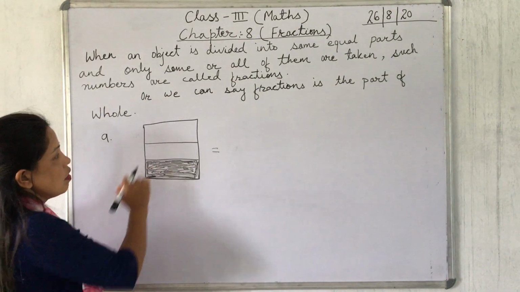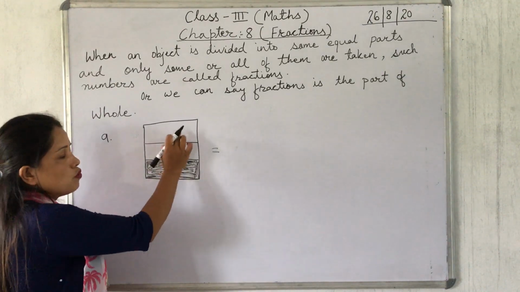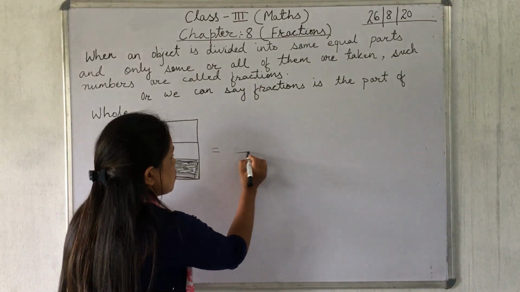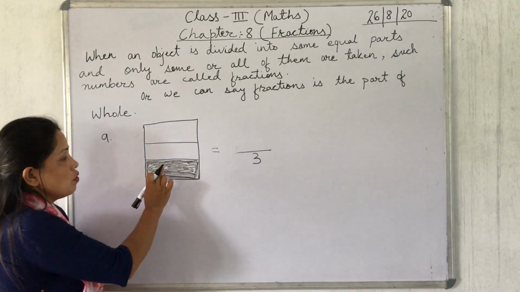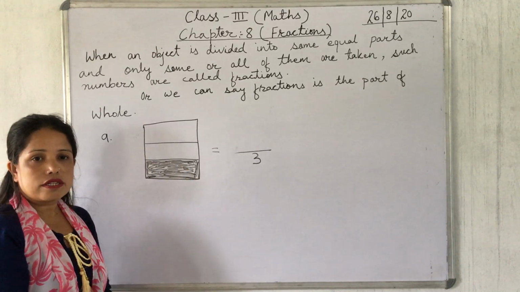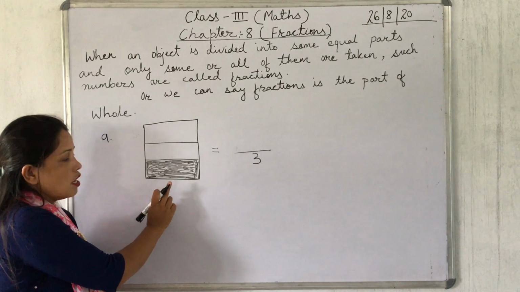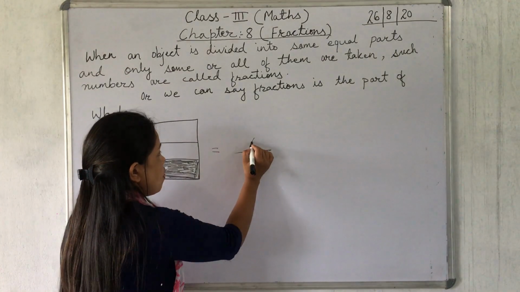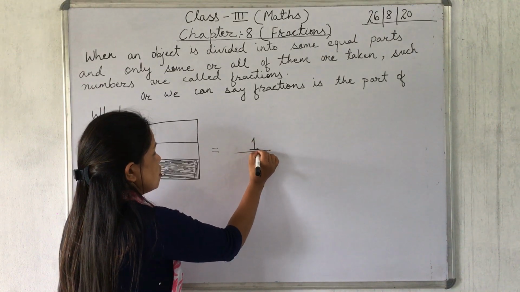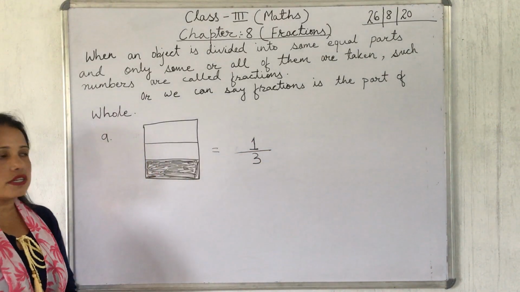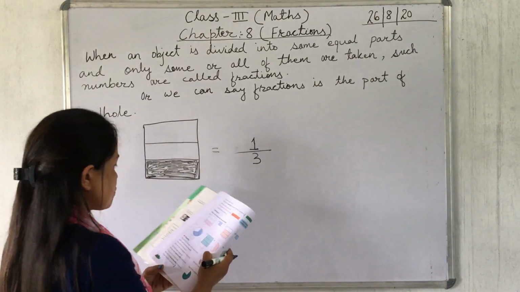So see here, how many parts are there? Total equal parts? 1, 2, 3, isn't it? So write 3 here in the denominator. Is that clear? So how many parts are shaded? 1. One part is shaded or colored, isn't it? So you write here 1. Understood? So this is the fraction of this figure. Understood? Now see the next one.